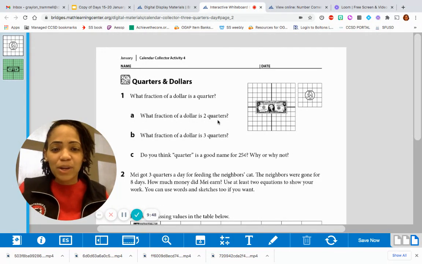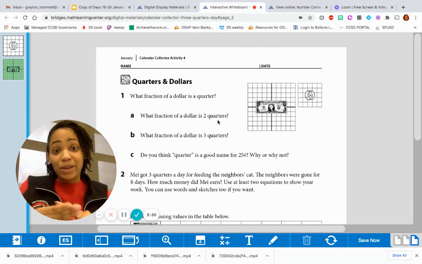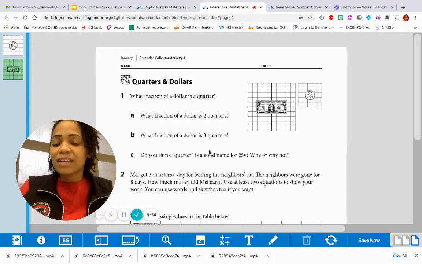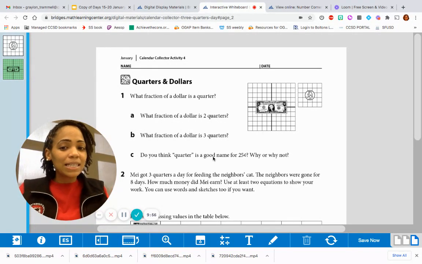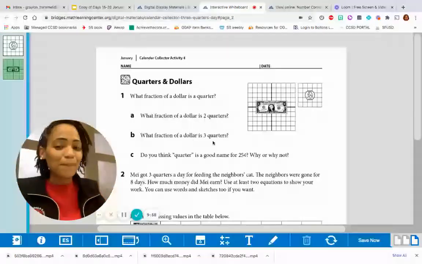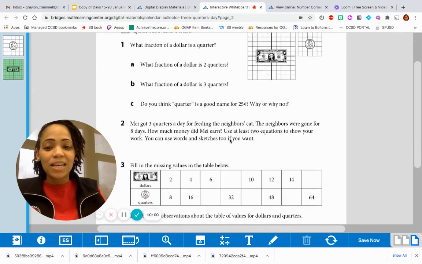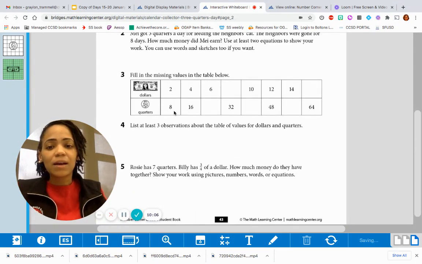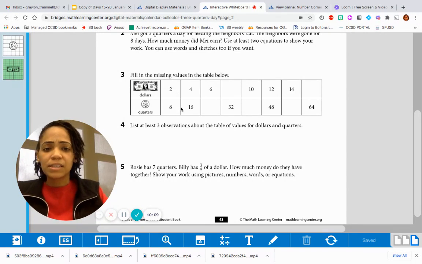Anytime we talk about a fourth, we have 4 things, and we have 4 quarters that make up one whole dollar. I'm not going to write it down, but if you were paying attention, I just gave you the answers for number 1. Number 2, word problem. I want you to work it out. Number 3, it looks like a ratio table in a sense.